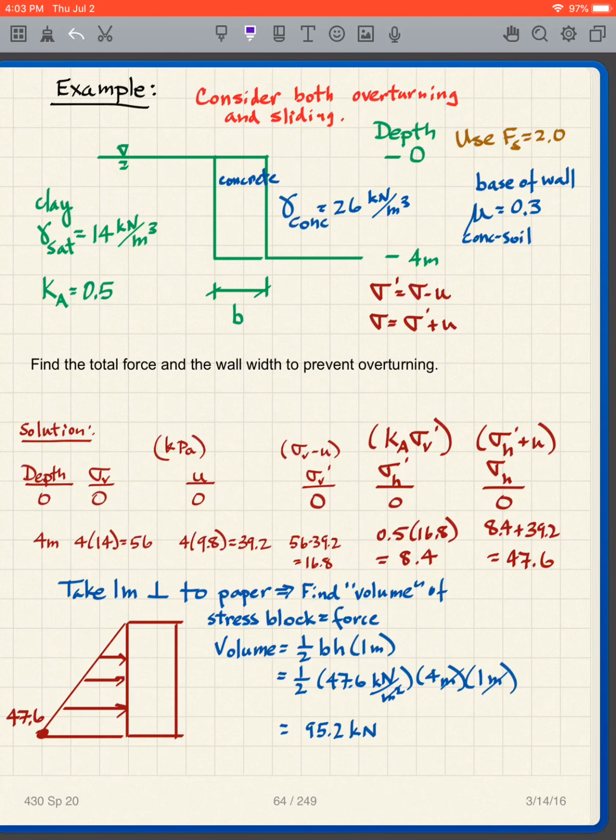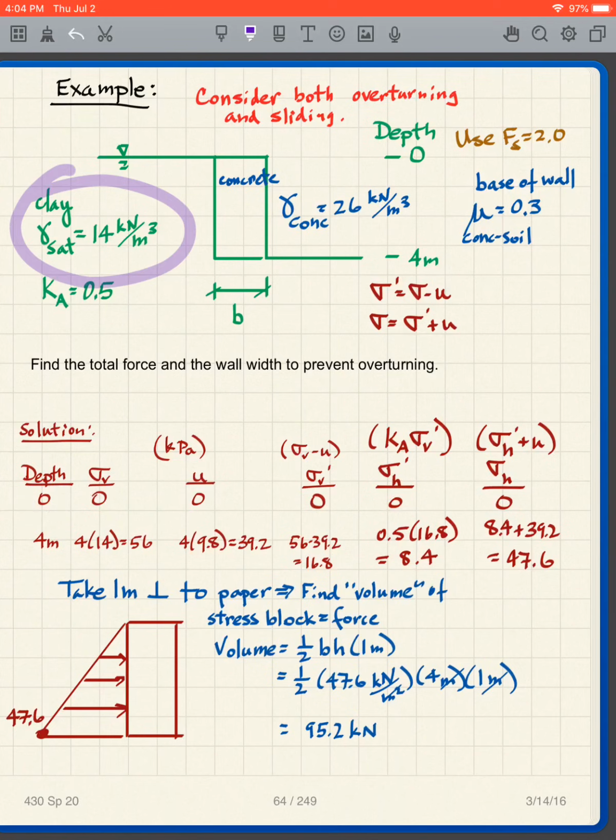I'm going to consider two depths. My points of interest will be at the ground surface and at the bottom of the wall, 4 meters. So in other words, there's 0, there's 4 meters. At a depth of 0, sigma v is 0, u is 0, sigma v prime. We get all zeros here. So the more interesting one is the one at 4 meters.